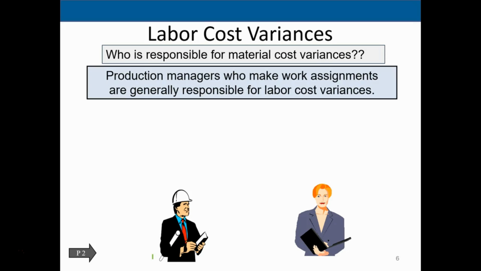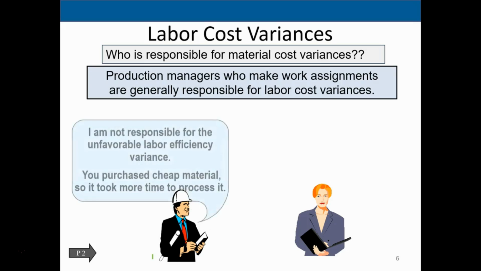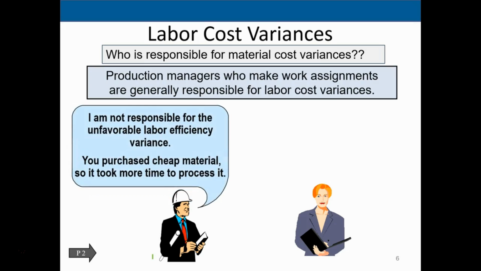Who is responsible for material variance? Production managers who make work assignments are generally responsible for labor cost variances. So this individual is saying, "I'm not responsible for the unfavorable labor efficiency variance. You purchased cheap materials, so it took more time to process." That could be an argument that ends up happening.